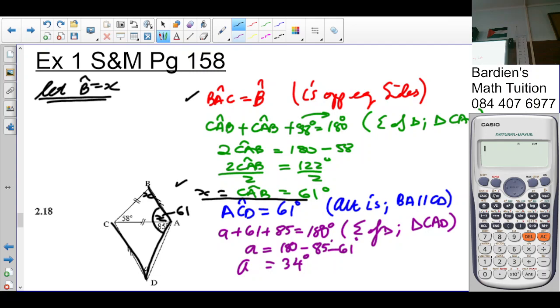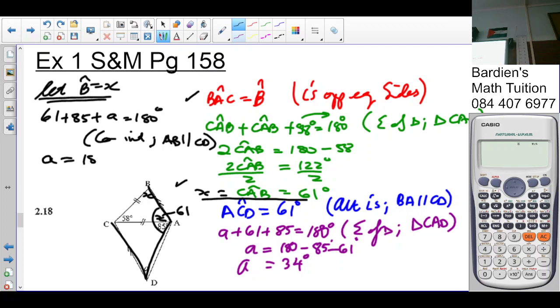Right, so from here he got up until there, and he said 61 plus X plus A. No, 85, I suppose. 61 plus 85 plus A is equal to 180, co-interior angles with AB being parallel to CD. So A is going to work out to be 180 minus 85, which is 95, minus 61, which gives us 34. Okay, so that's the only extra line I have.